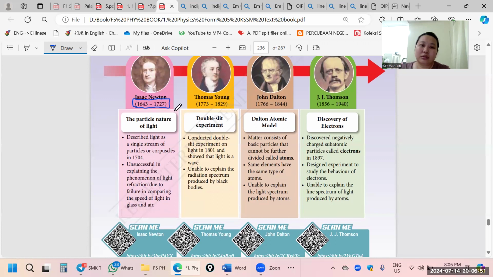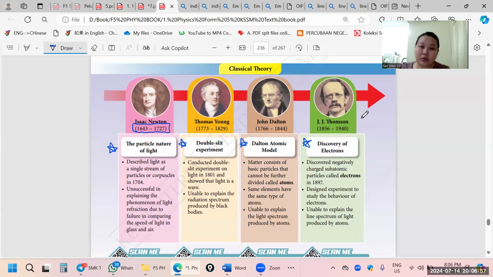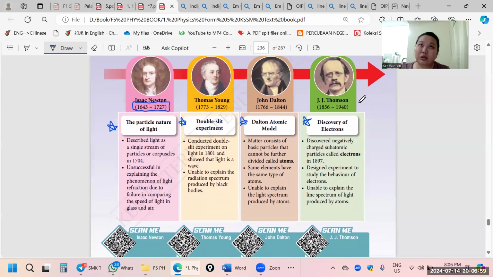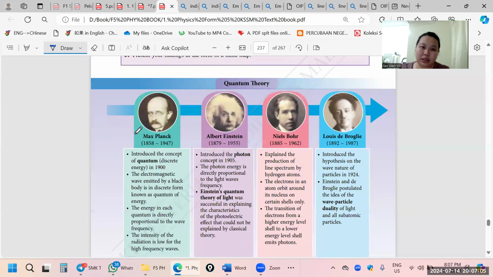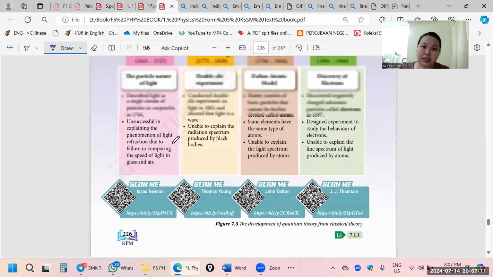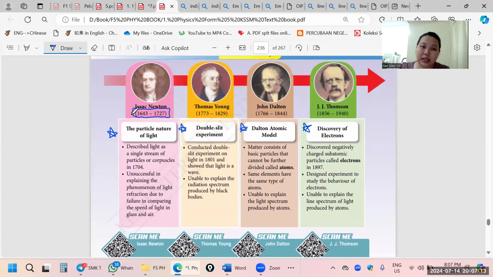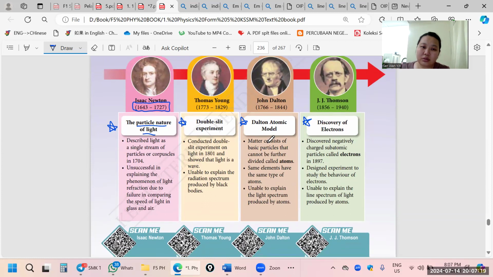Okay, so you can see actually this is the summary. So at that time, they don't use the word quantum yet. Quantum was introduced by Max Planck. Okay, so, but what did he say? He said the particle nature of light.